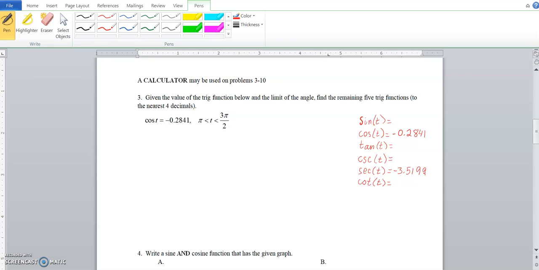In this case, we have cosine, so what we're going to do, we want to use those trig identities. On the test, if you look somewhere, probably the top of the page, here in the review packet, I believe it is right on the front of the first page, we have our Pythagorean identities. So we're going to use that to solve our next 2 trig functions. So we're going to take what we know, which is sine squared plus cosine squared, but cosine we know is negative 0.2841 squared.